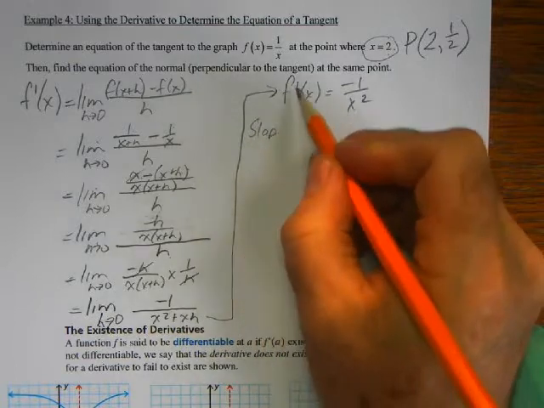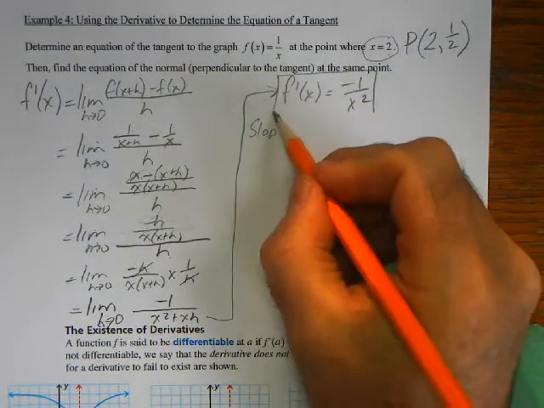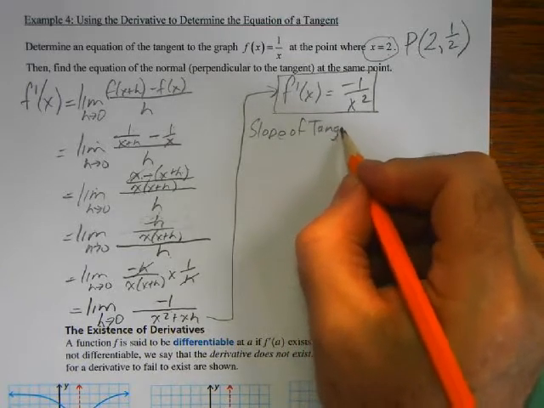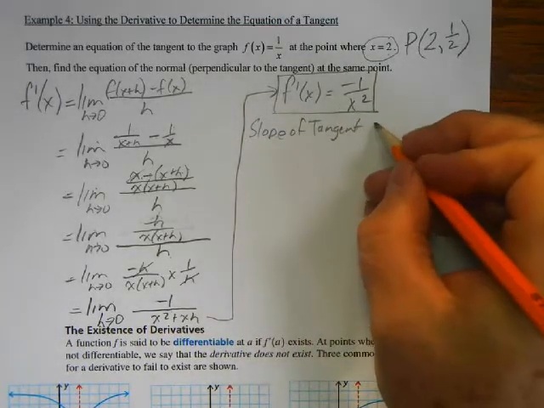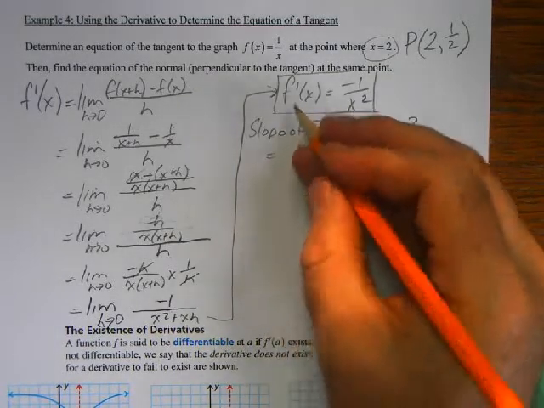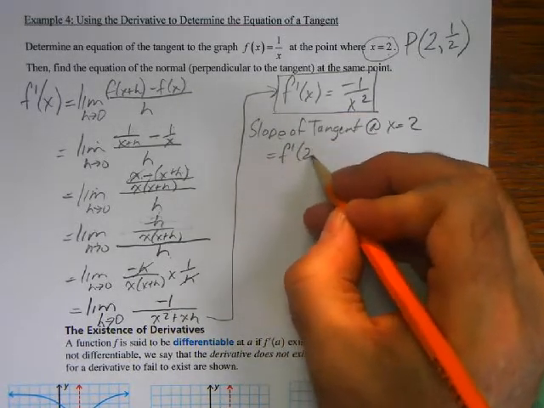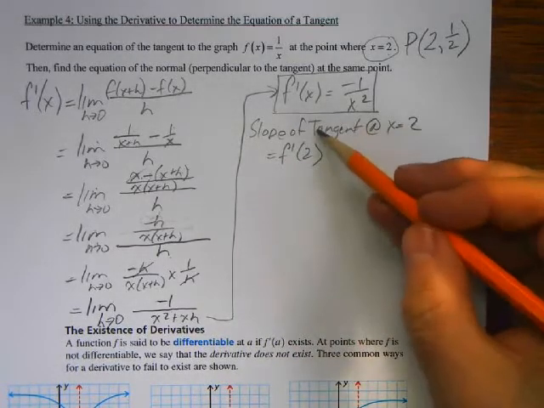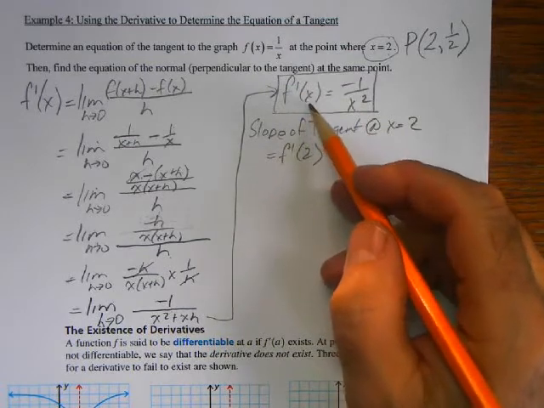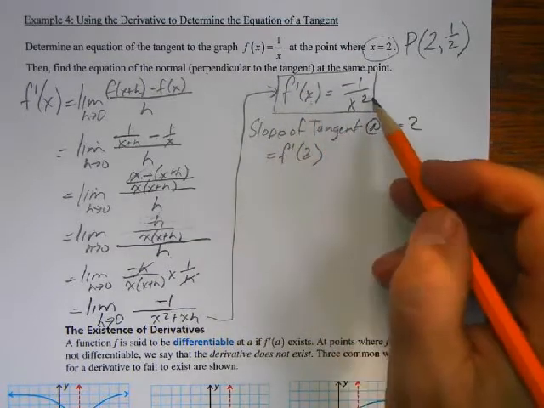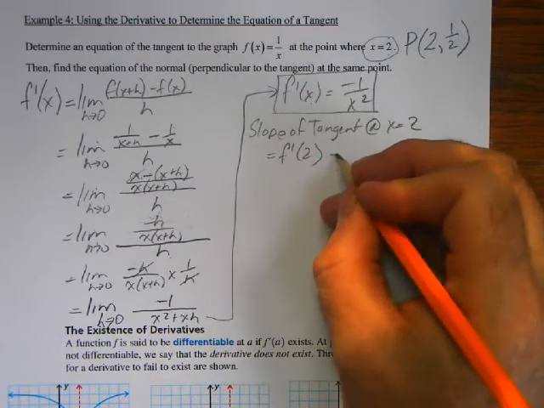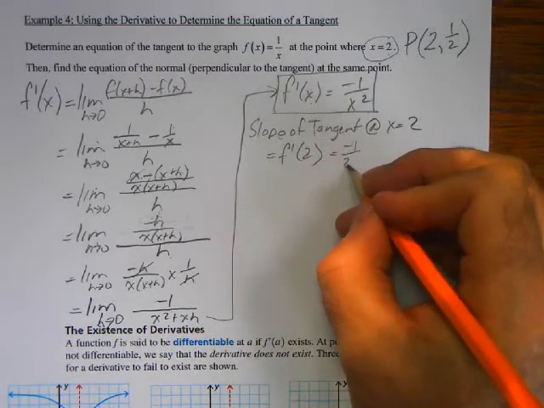Slope of tangent at x equals 2. This is equal to f prime of 2, because slope of tangent is the derivative. So we just plug in 2 into this derivative function, and it becomes negative 1 over 4, because it's negative 1 over 2 squared, which is negative a quarter. So that's the slope of the tangent.